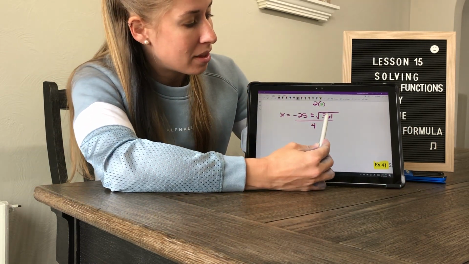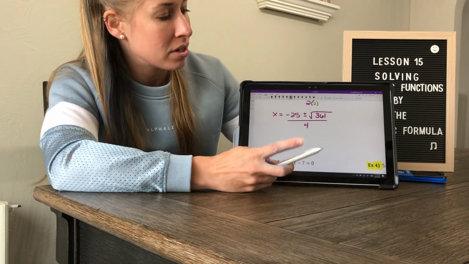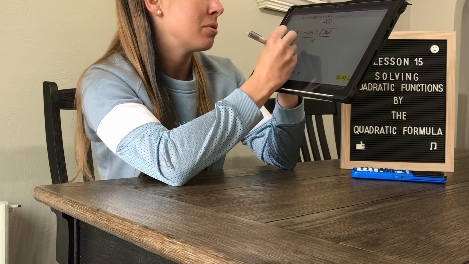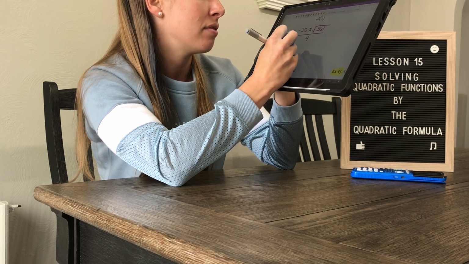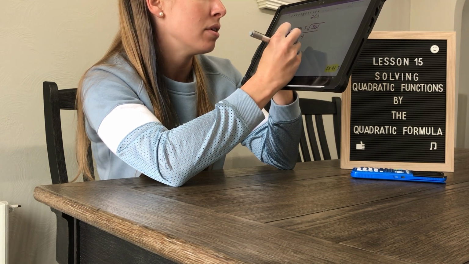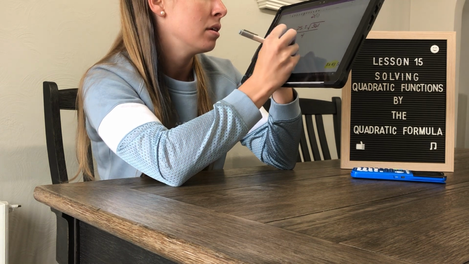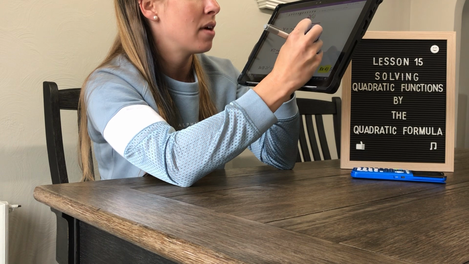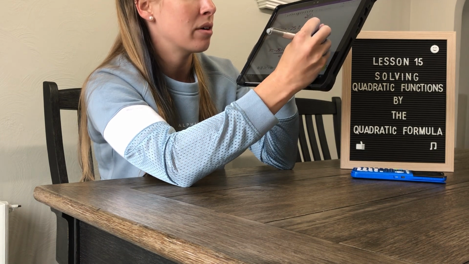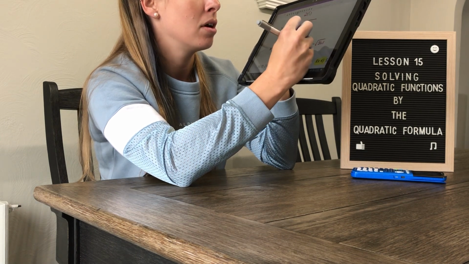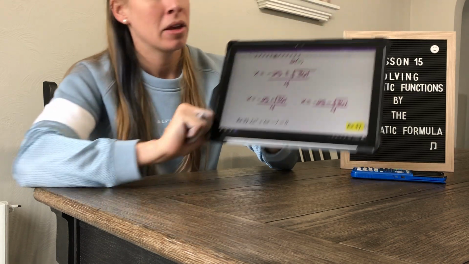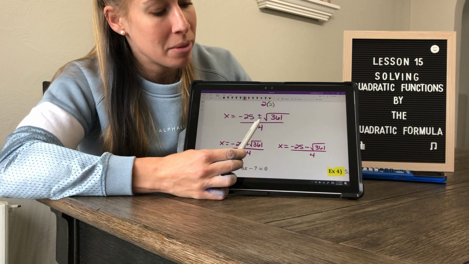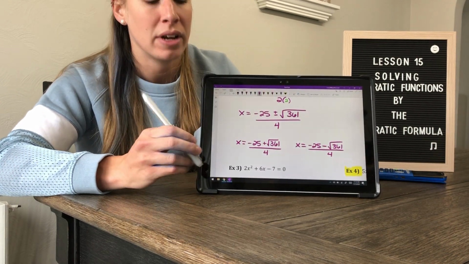So we've simplified the b squared minus 4ac part, 361. What I would recommend doing is x equals negative 25 plus the square root of 361 over 4, and x equals negative 25 minus the square root of 361 all over 4. So I basically just split it into the plus and the minus for that plus or minus, because remember that's giving us 2 different answers.